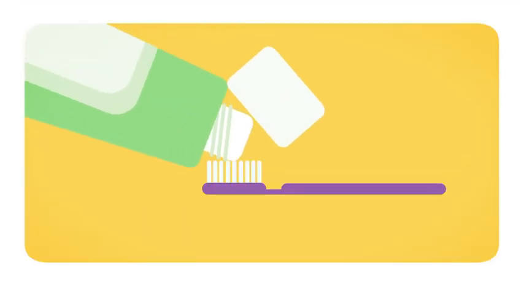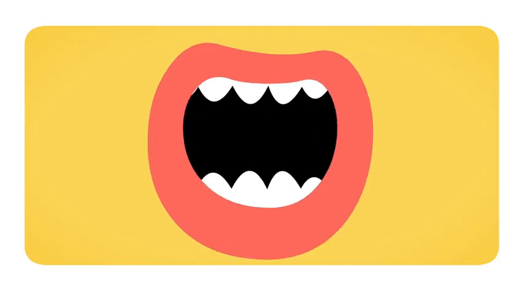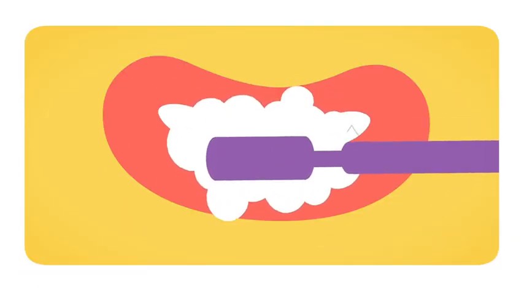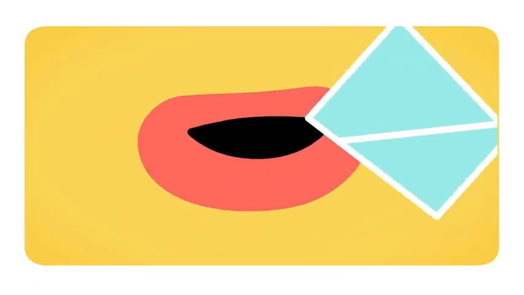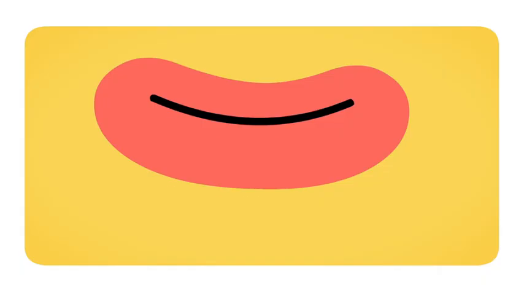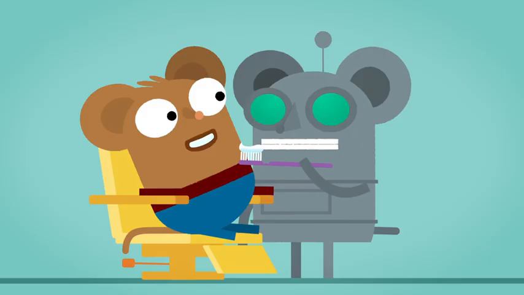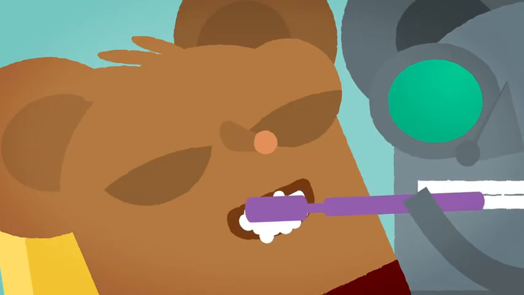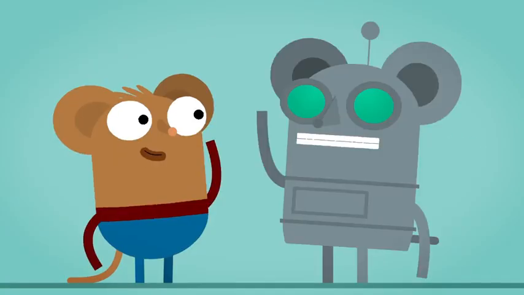1. Open the toothpaste. 2. Put a bit of toothpaste on the toothbrush. 3. Open your mouth. 4. Brush your teeth nicely. 5. Rinse your mouth with water. 6. Smile. It is important to explain the right steps in the right order so you can get great results.